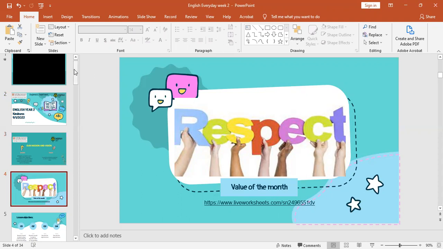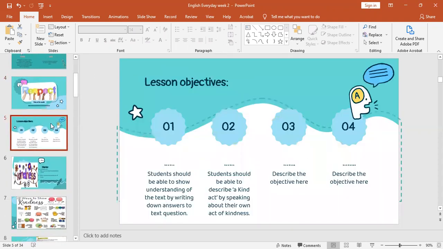So that being said, let's look at the lesson objectives for today. At the end of the lesson, you should be able to show understanding of the text by writing down answers to the text questions. And the text we're talking about is Kind Emma, which we read last week, so we are aware of the text, okay?